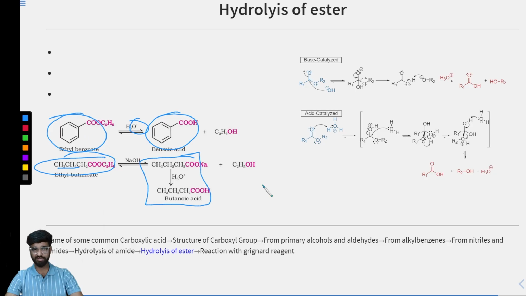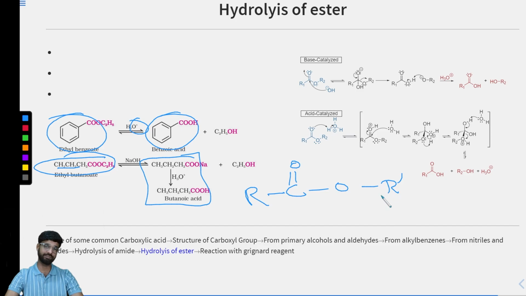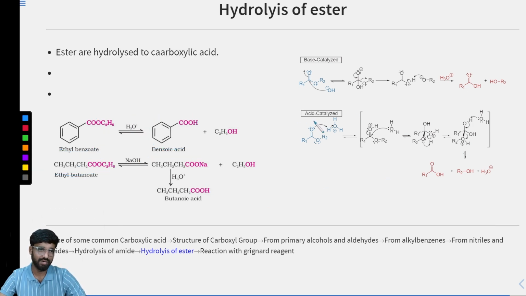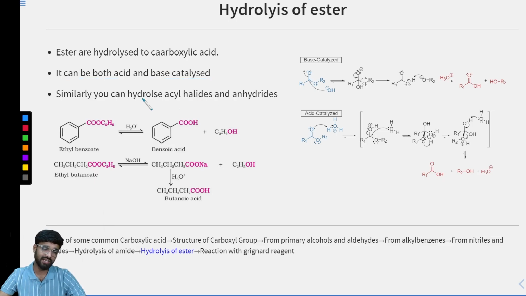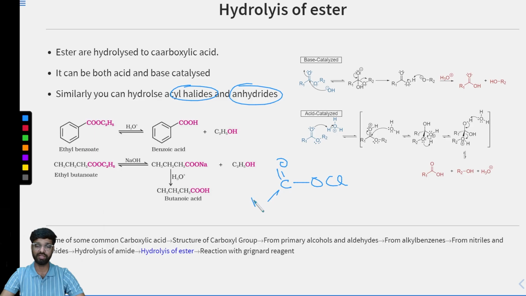So this is ester. If you don't know, ester looks like this. It is just a derivative of your carboxylic acid, only the H has been replaced with another alkyl chain. Let us first start with the base catalyzed reaction. First of all, esters are hydrolyzed to carboxylic acid in the presence of both acid and base. One more important point here is that we can similarly hydrolyze acyl halides and anhydrides also. Acyl halides look like this. I have mentioned this structure earlier, and I'm mentioning it again. So this is acyl halide or anhydrides.